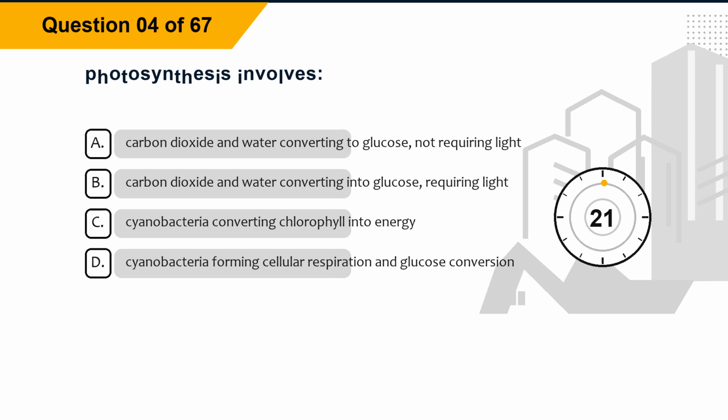Question 4. Photosynthesis involves. Option A. Carbon dioxide and water converting to glucose, not requiring light. Option B. Carbon dioxide and water converting into glucose, requiring light. Option C. Cyanobacteria converting chlorophyll into energy. Option D. Cyanobacteria performing cellular respiration and glucose conversion.